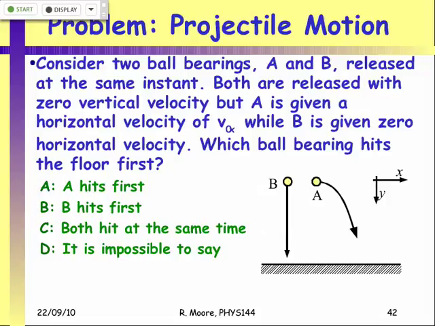So we've got a question: if we do this, which one of these 2 ball bearings will hit the ground first, assuming they're dropped from the same height? Will it be A? Will it be B? Will both hit at the same time? Or have I not given you enough information to be able to figure out which one will hit first? So we'll vote, and then we'll let the universe tell us what the answer is.